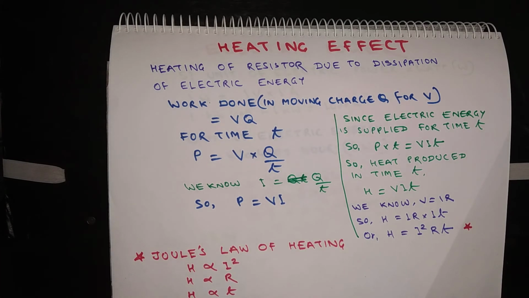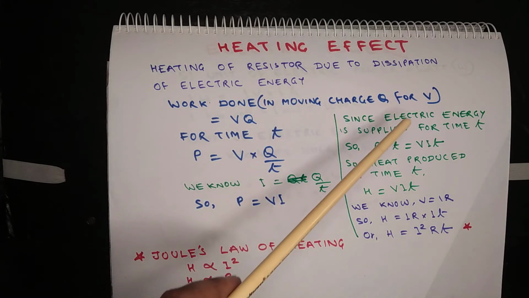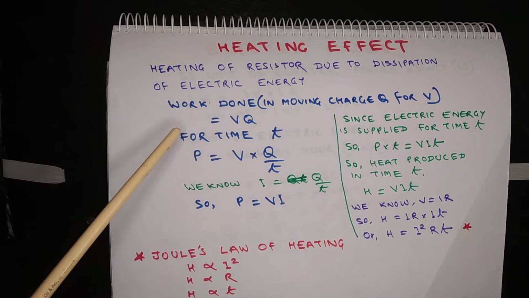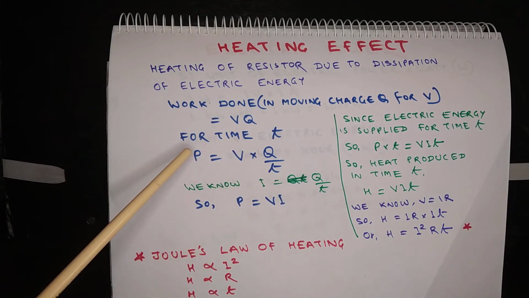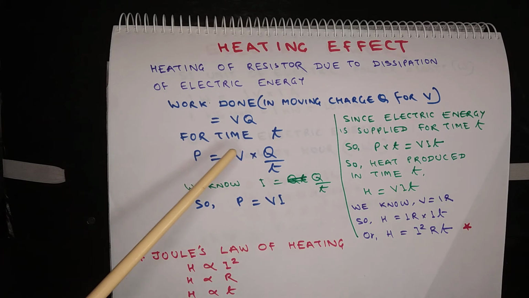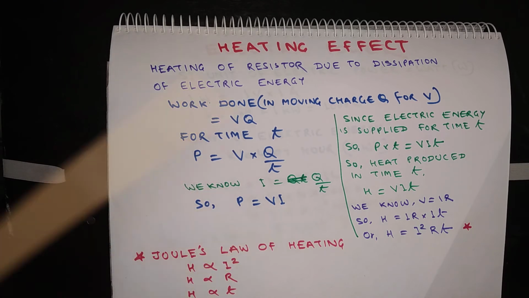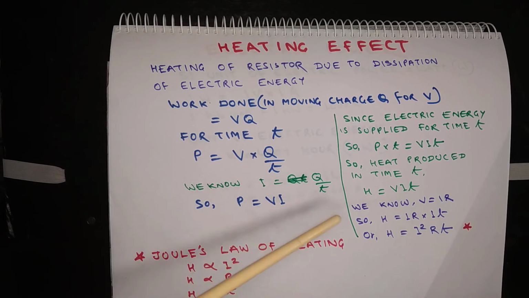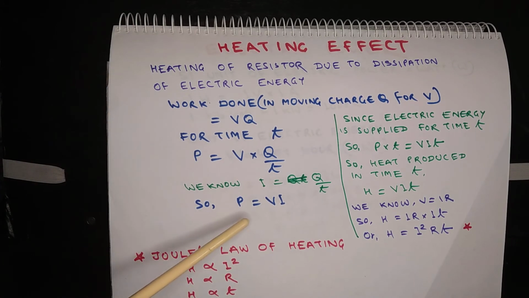So, heating of the resistor due to dissipation of energy is called heating effect of electric current, and heat is because of work. So, we can say that work done in moving a charge Q for potential difference V is equal to VQ, and if it is moved for time t, then P is equal to V multiplied by Q upon T. So, P stands for power. We know that I is equal to Q upon T, that is current is equal to charge per unit time. So, we can write P is equal to V multiplied by I.